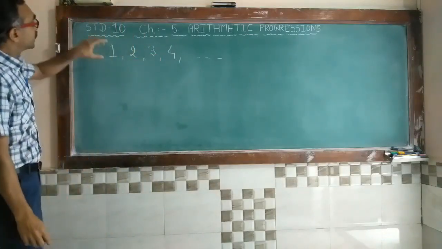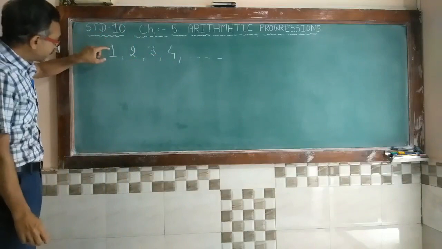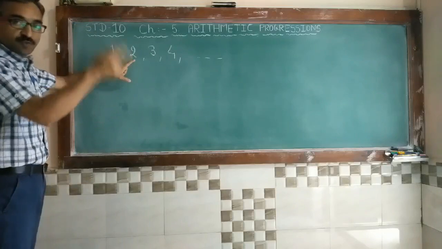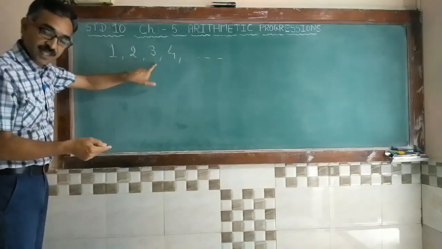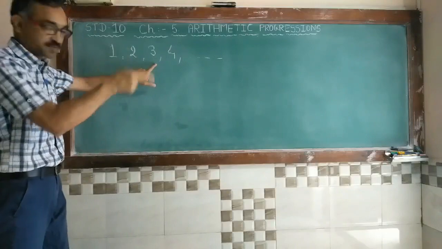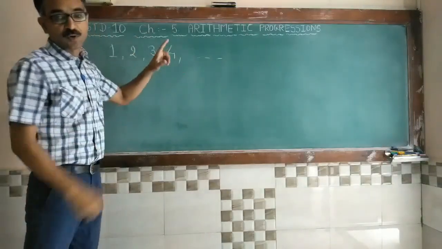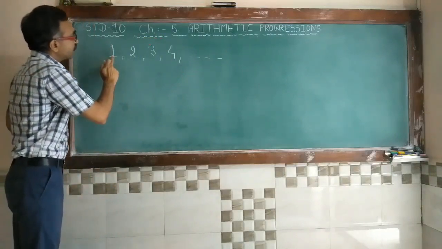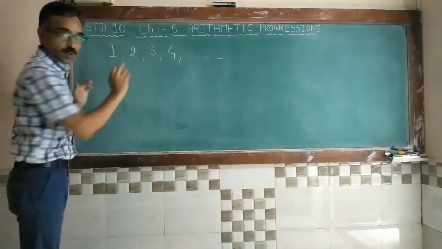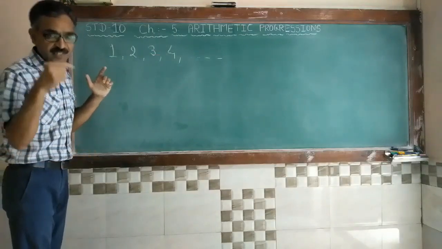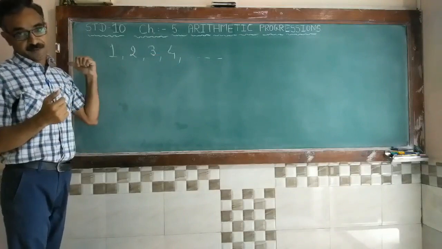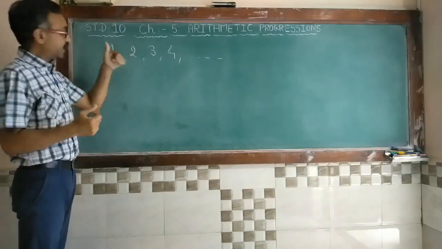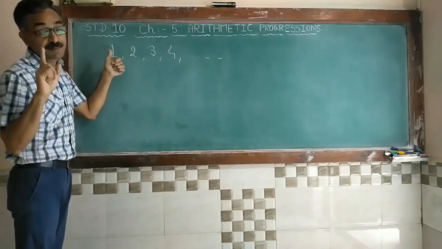Okay. Now see, here 1 is there. We are adding 1 to 1, that means 2. We are adding 1 to 2, that is 2 plus 1, that is 3. We are adding 1 to 3, that means 3 plus 1, that is 4, and so on. So see here, we have 1, 2, 3, 4, but we are adding a fixed number to its preceding number, except the first term.